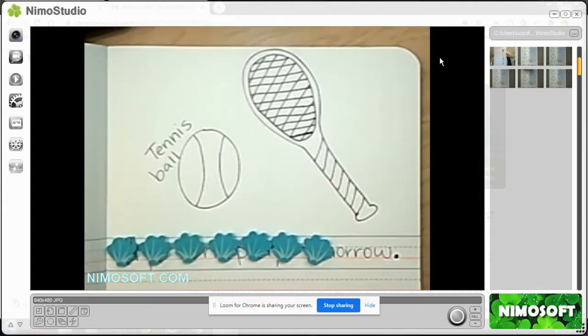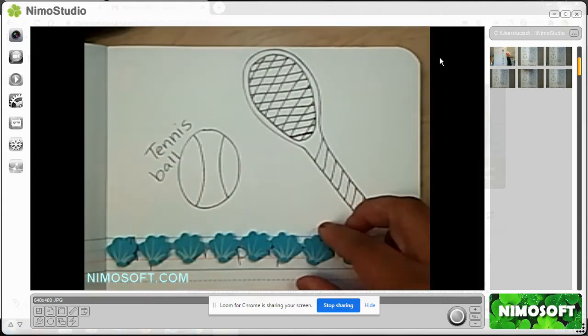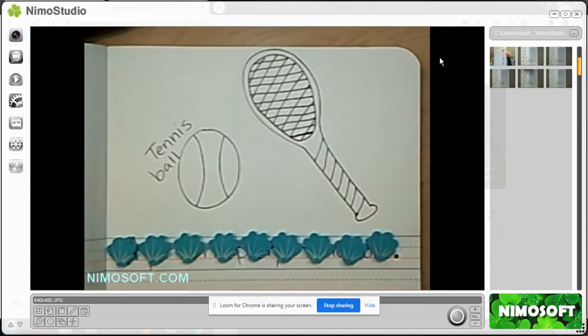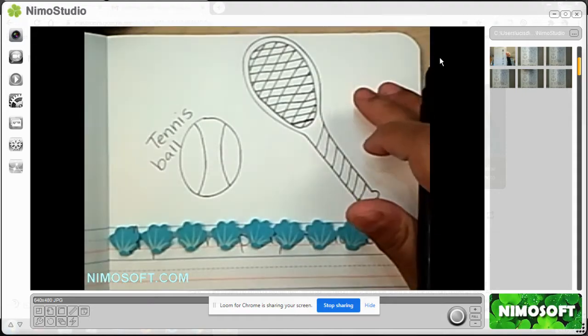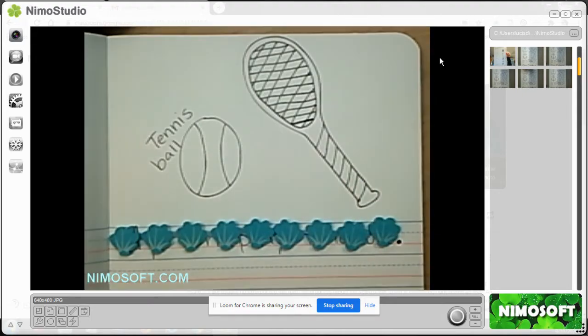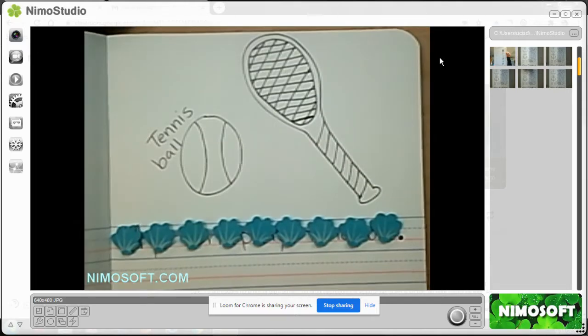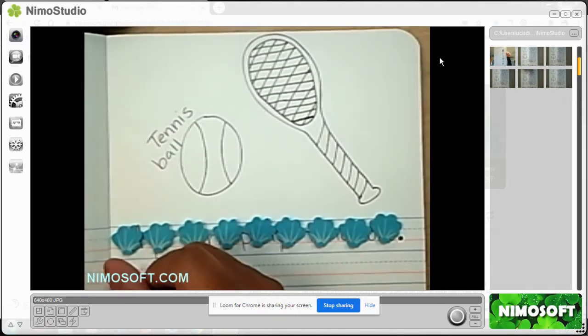So remember, you got to think, right? That's our planning time. We think. What am I going to write about that will go along with my picture? Okay. Once you have an idea, then you say it out loud. Okay. So I'm looking at my picture and I'm going to say, my son plays tennis. Okay. So right here on my line, I'm going to start writing.